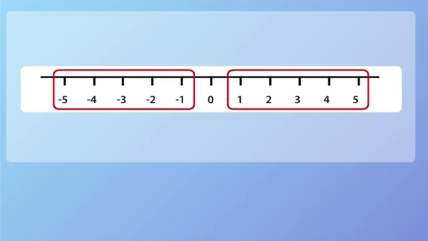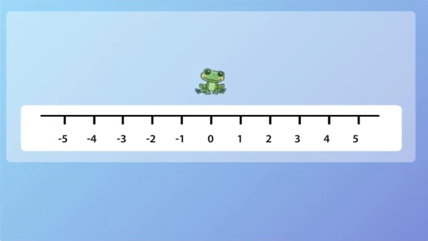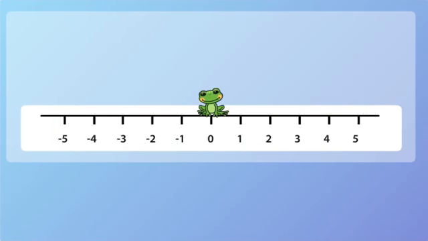Let us try marking point 5 on the number line. The number line is divided into equal parts. So, to mark point 5 on the line, we move 5 points to the right. Let us try marking point -3 on the number line. The number line is divided into equal parts. So, to mark point -3 on the line, we move 3 points to the left.